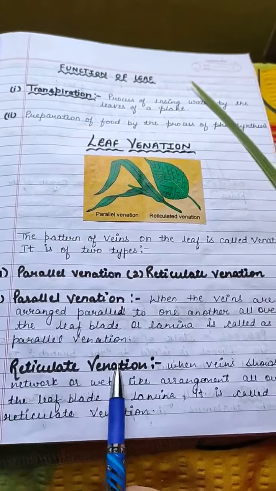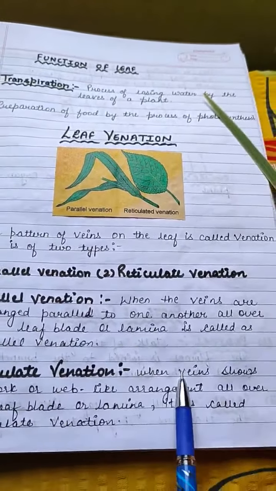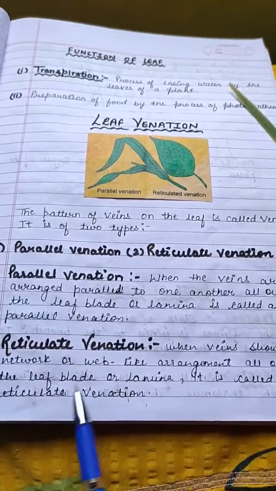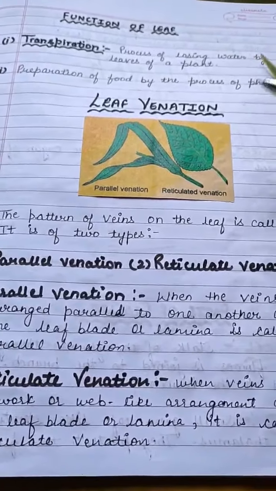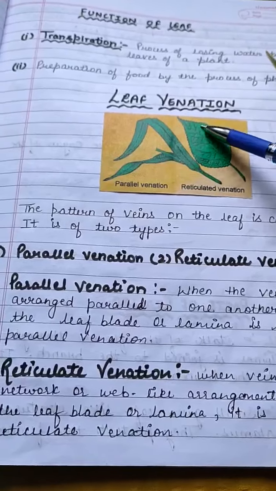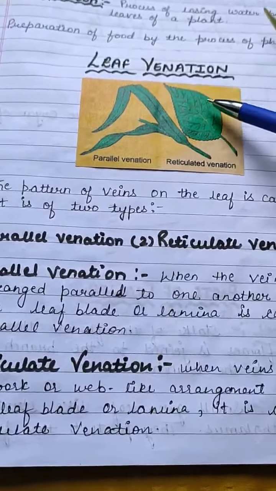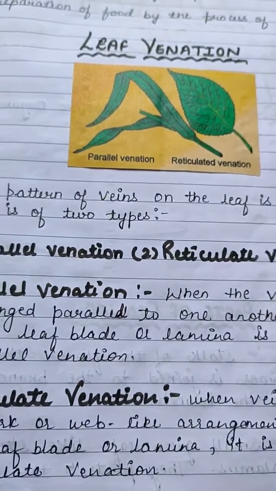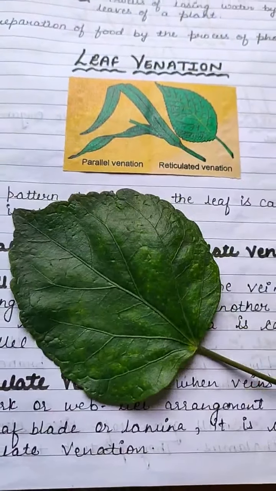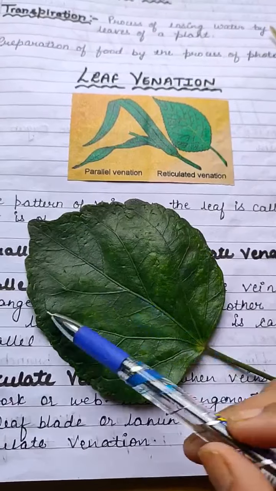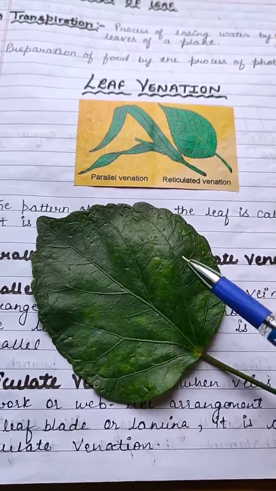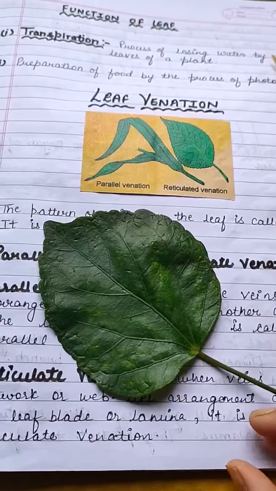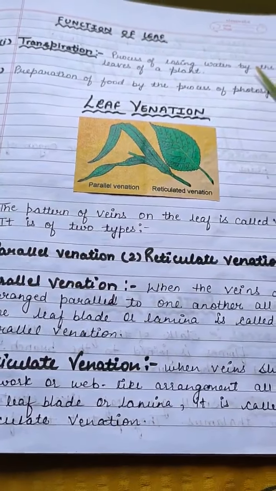Next is reticulate venation. When veins show a network or web-like arrangement all over the leaf blade or lamina, it is known as reticulate venation. You can see here also, these veins are arranged in a web-like arrangement. So this is an example of reticulate venation. The other examples are rose, neem, mango, guava, etc.